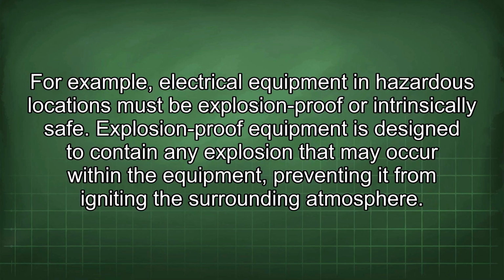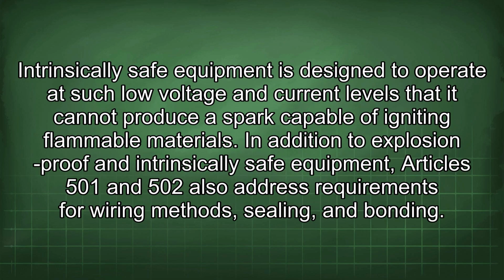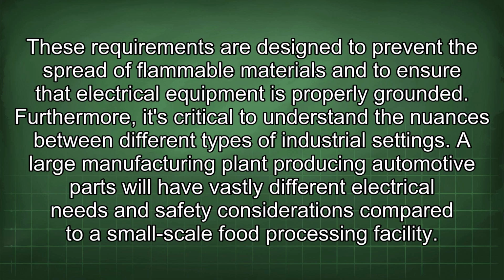Explosion-proof equipment is designed to contain any explosion that may occur within the equipment, preventing it from igniting the surrounding atmosphere. Intrinsically safe equipment is designed to operate at such low voltage and current levels that it cannot produce a spark capable of igniting flammable materials. In addition to explosion-proof and intrinsically safe equipment, Articles 501 and 502 also address requirements for wiring methods, sealing, and bonding. These requirements are designed to prevent the spread of flammable materials and to ensure that electrical equipment is properly grounded.